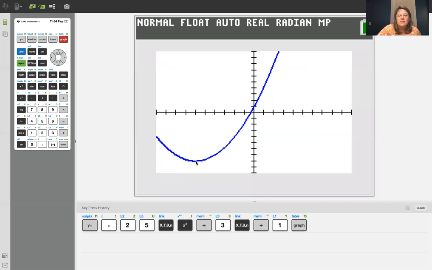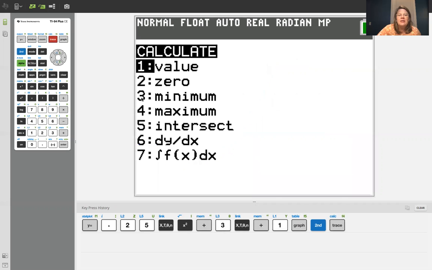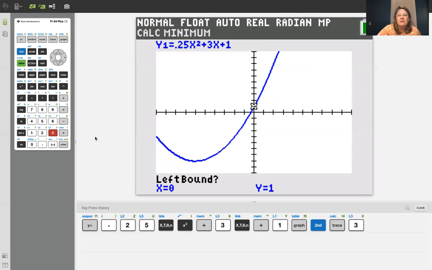Next, I got to go find this minimum, and I got to go into the calculate. Remember, we said second function, second trace. And because I know it was a minimum, I have to say 3. I selected my minimum. Now it's asking for left, right, guess. Now you have two different choices. You can use your trace key, which is this arrow.